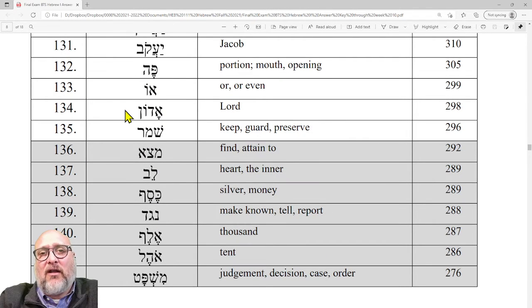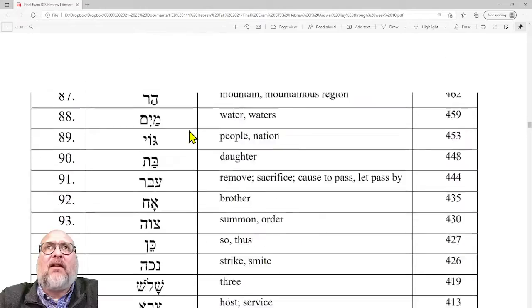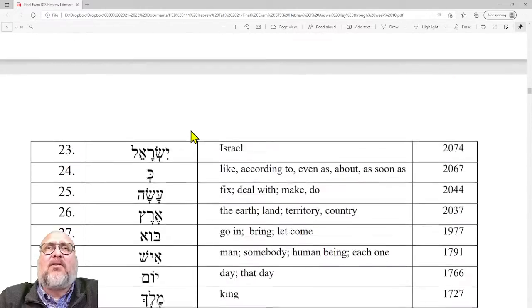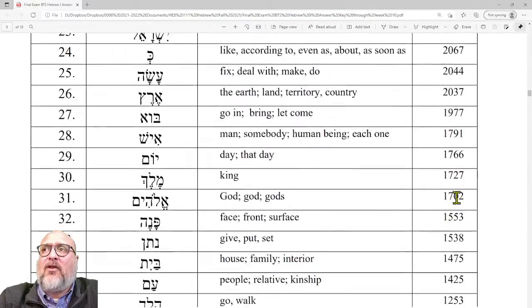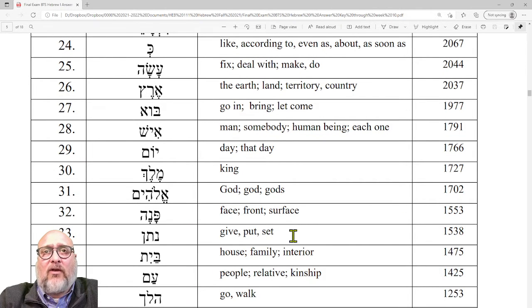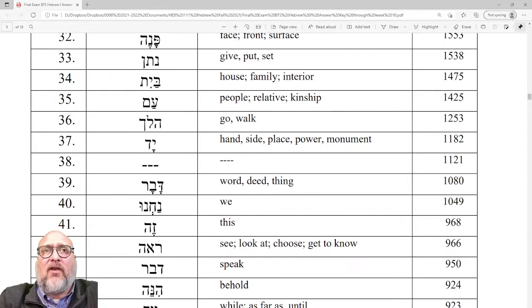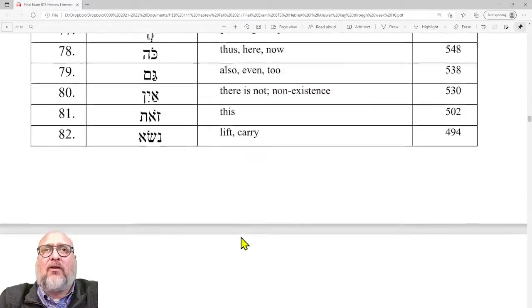Adon, of course, we already know Adonai, my lords. And Shamar, Adam is placed in the garden to guard and keep it, just like the Levites are guarding and keeping the temple. And we'll look at all that on Tuesday, but for now, know that by this coming Saturday, you should be able to do all these words. So these are all the ones that we've done so far. And again, we're going from the most used to the least used. So as you work through these, make sure you get these down and start studying for the final exam by brushing up on these words.